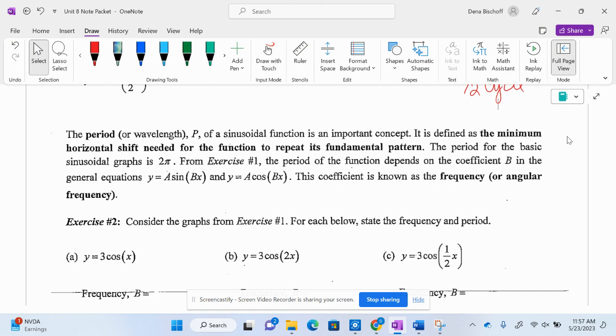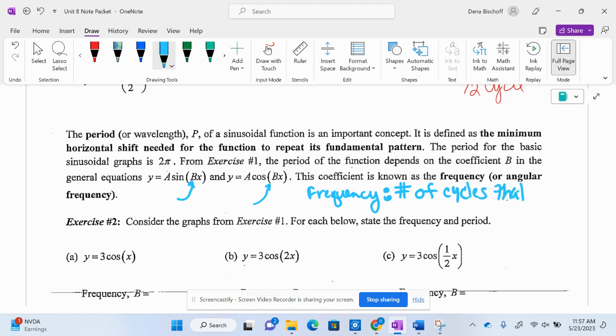So we're going to look at those functions. Remember that A is our amplitude and C tells us where our midline is. Well, B, this number right here, is representing our frequency, which I said early is the number of cycles that appear in 2 pi. It's the number of times the function pattern repeats in a 2 pi. Okay?